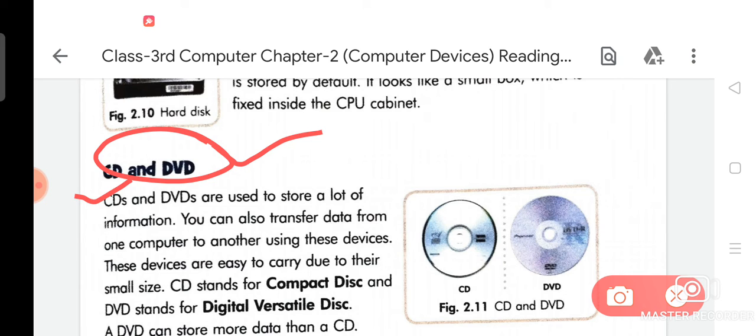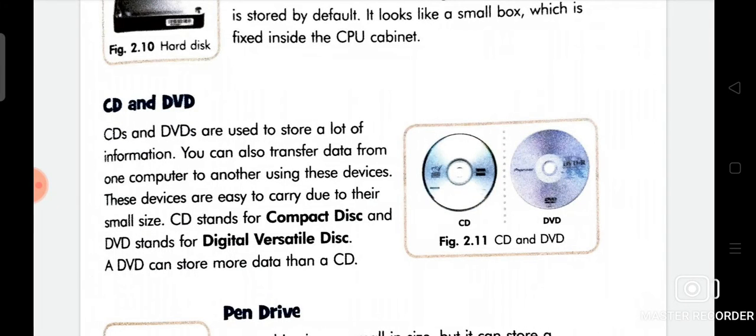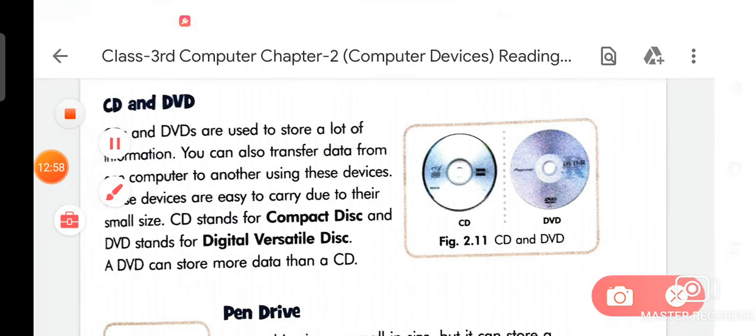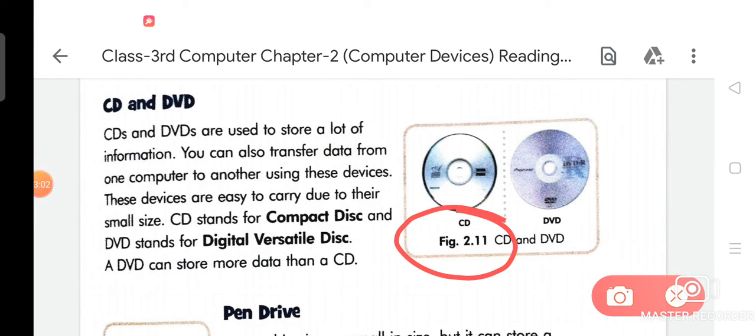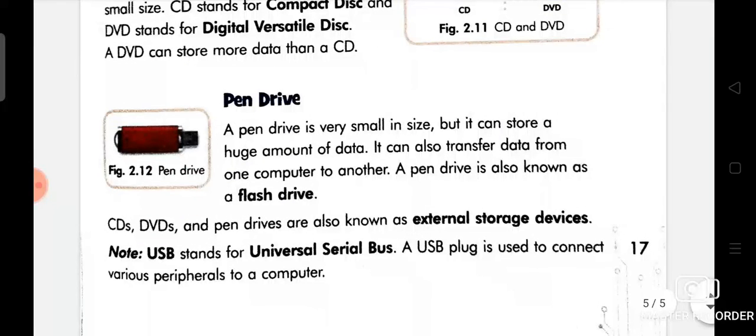CDs and DVDs are used to store a lot of information, as you know very well. You can also transfer data from one computer to another using these devices. These devices are easy to carry due to their small size. CD stands for compact disc, and DVD stands for digital versatile disc. A DVD can store more data than a CD. So dear student, as you can see on your page, figure number 2.11, this is the picture of CD and DVD.